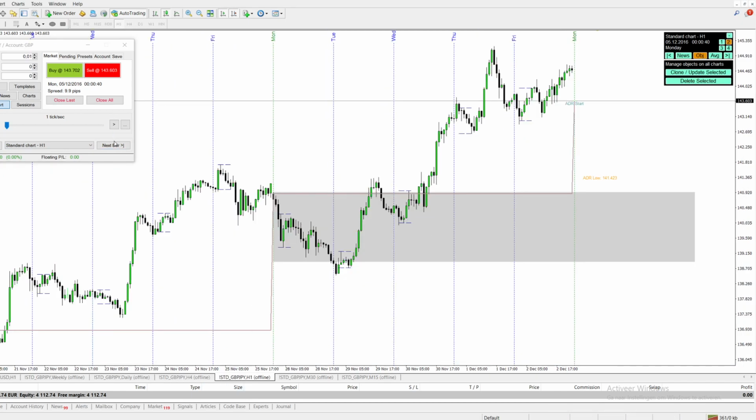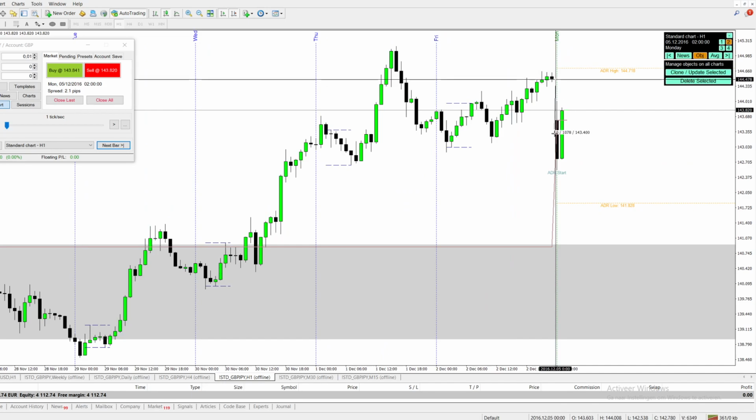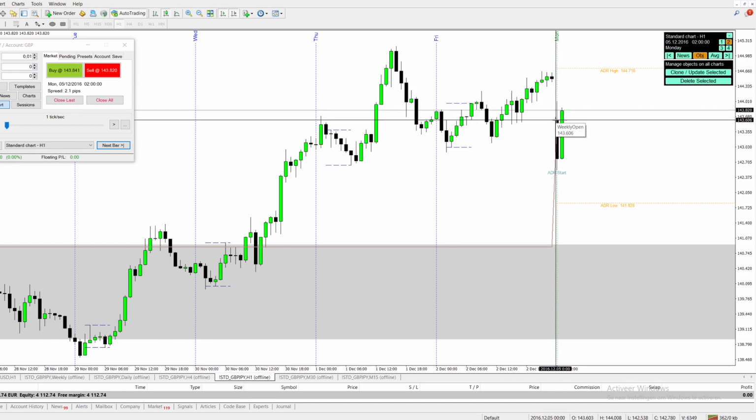Remember, it's December too. So, damn, look at that. It gapped 90 pips down. Over the weekend it gapped 90 pips down. That's crazy. I can't remember the last time I saw a 90 pip gap.